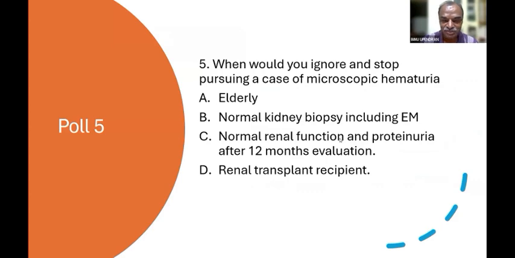Very often, you go about investigating microscopic hematuria, and you have a diagnosis. Still, we continue to manage this problem. So, when would you ignore and stop pursuing a case of hematuria? One, in an elderly. Second, if you find a normal biopsy, including electron microscopy, with normal renal function and no proteinuria, even after 12 months of evaluation. Or in a renal transplant situation. In which of these situations would you ignore, stop, and reassure the patient at home? Let's have the polls.